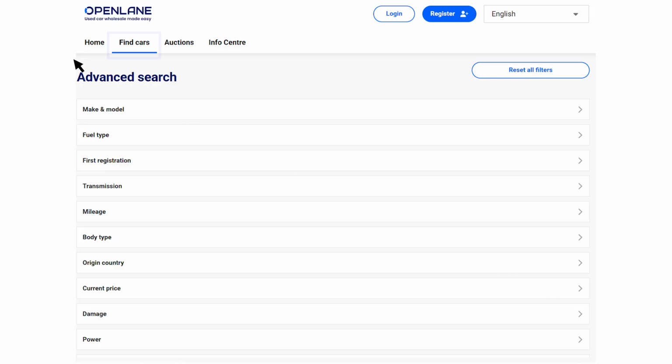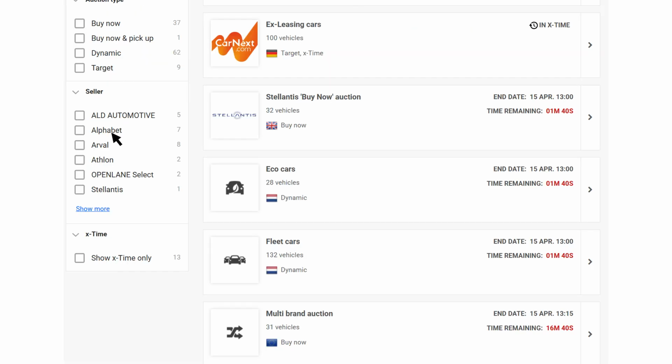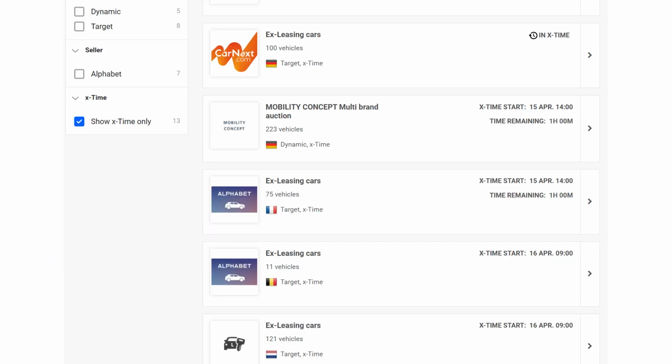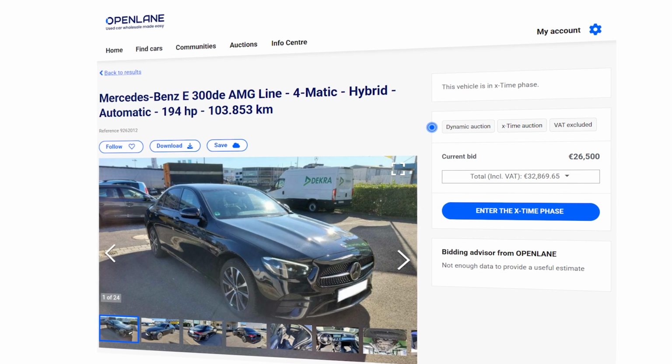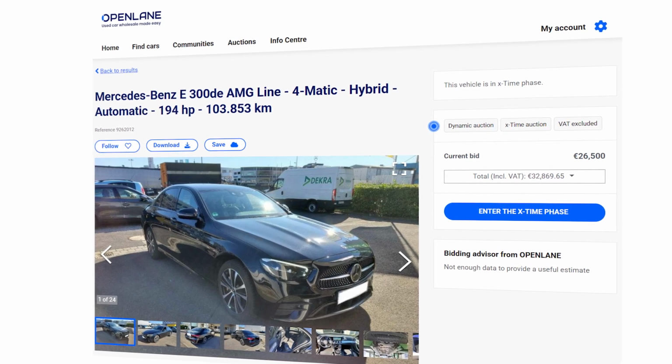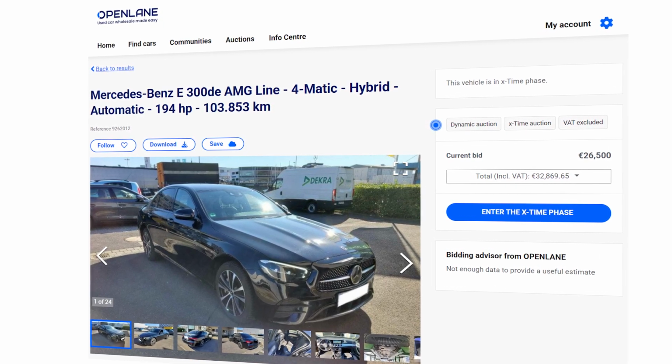You can filter on these vehicles via the Find Cars tab. If you want to see the entire auction batch, use the filter on the auctions page to see X-Time batches only. On the car detail page, you will see if the X-Time phase has started. In some cases, a button will lead you to the dedicated page where you can place your bids.